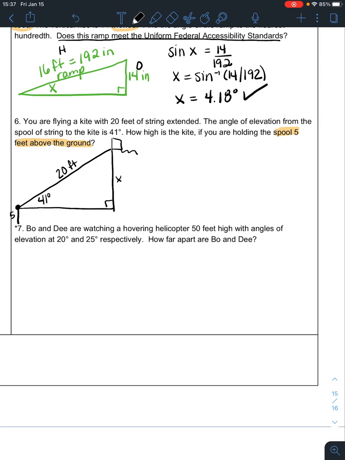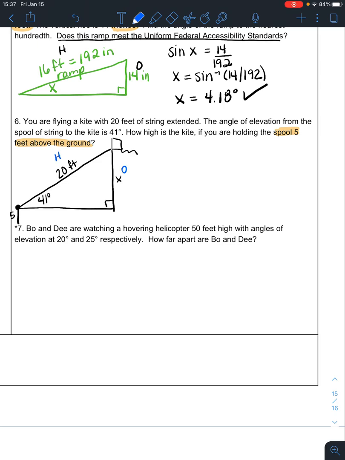We always assume that we take out the height of the person holding something, and we just assume that it's not there. But in this case, it wants you to include it. We'll add that back in a minute. So we do this just like we always have.